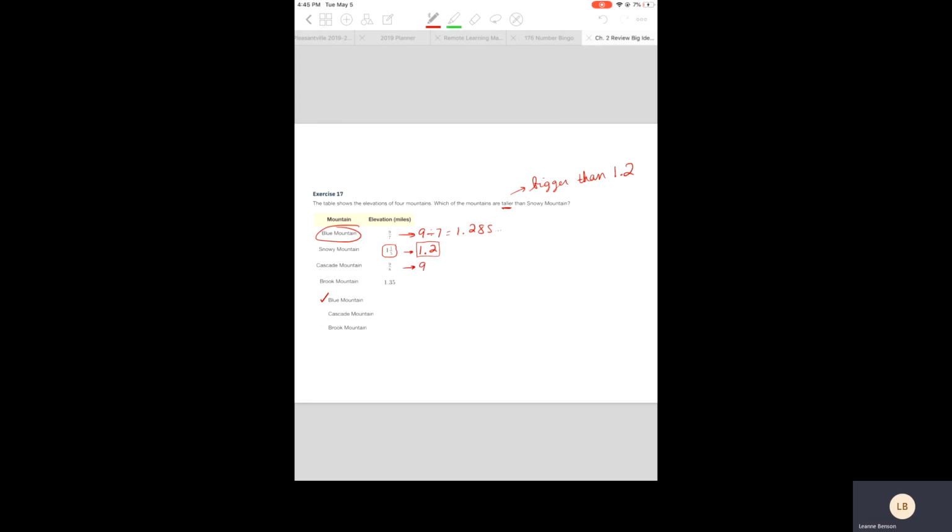Okay, next one, I'm going to do 9 divided by 8. Define that as a decimal. 9 divided by 8 is 1.125. So that one is not going to be my answer. We're just shy of the 1.2. And then the last one is actually already in decimal form. Okay, 1.35 is bigger than 1.2. So that would also be my answer. Okay, so Blue Mountain and Brook Mountain are both taller than Snowy Mountain.